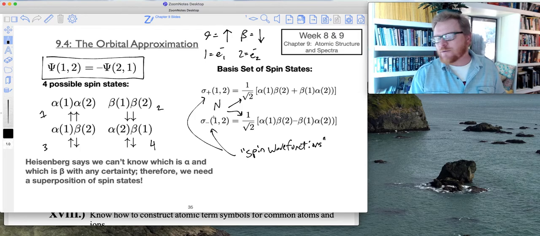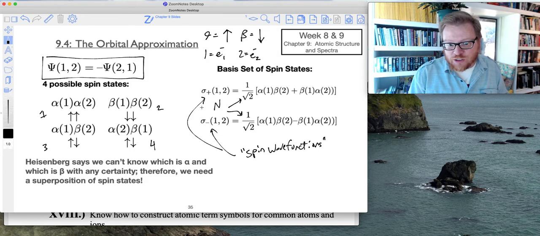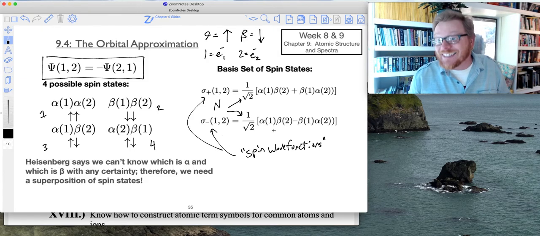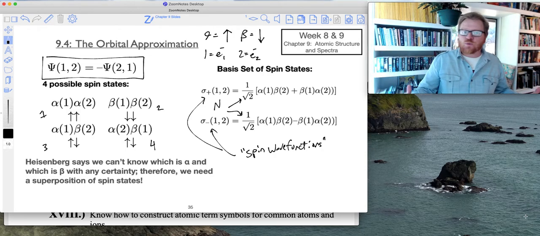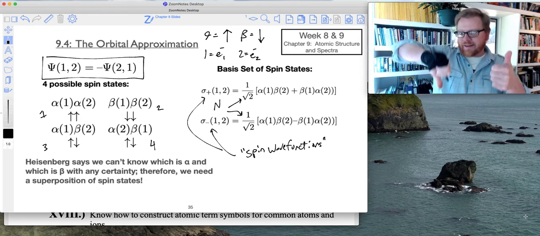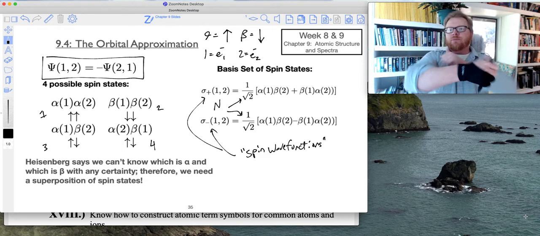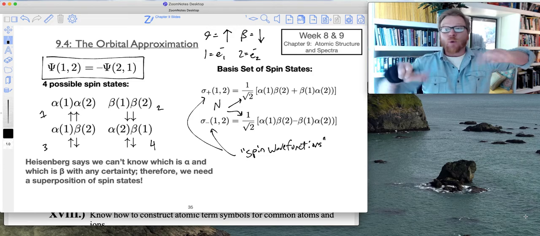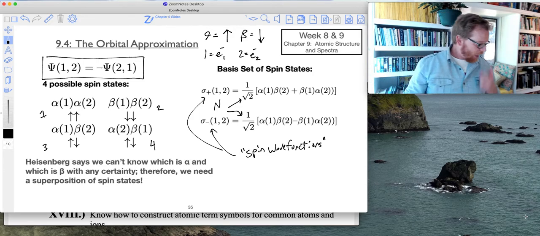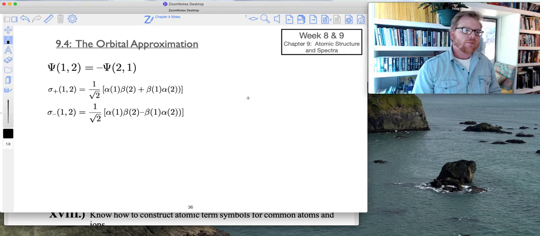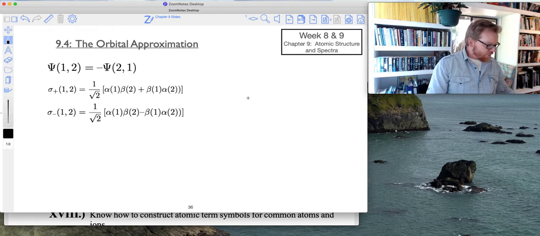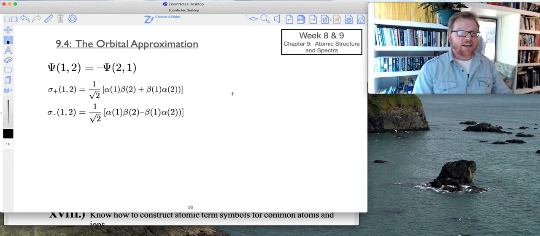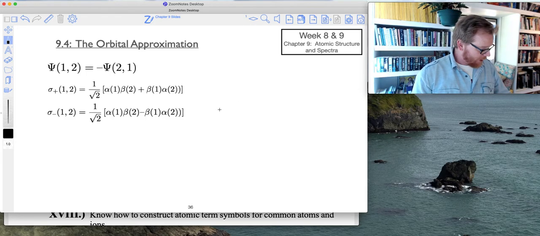So we have this spin wave function. We're not going to worry about what that spin wave function says, what it is, but we can create a superposition of spin wave functions by considering the fact that we don't know with any certainty which one is up and which one is down. When I switch the labels of those, I don't know which is which. So let's continue along. Now, if we put all of this together, my four possibilities become as follows.